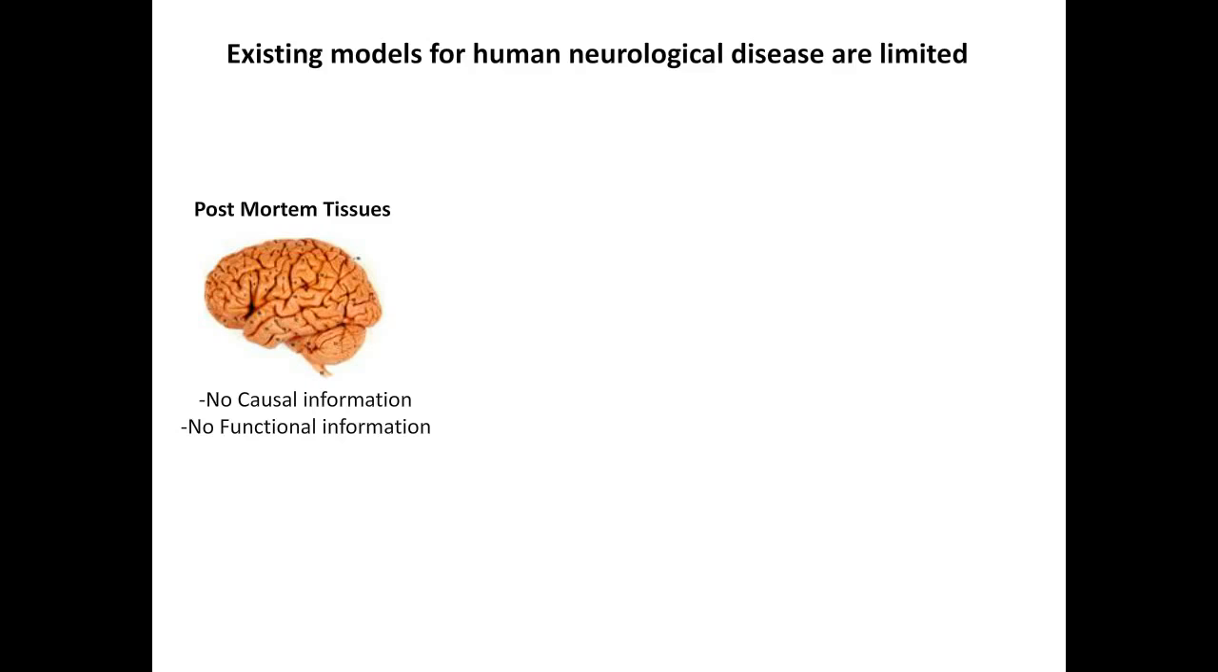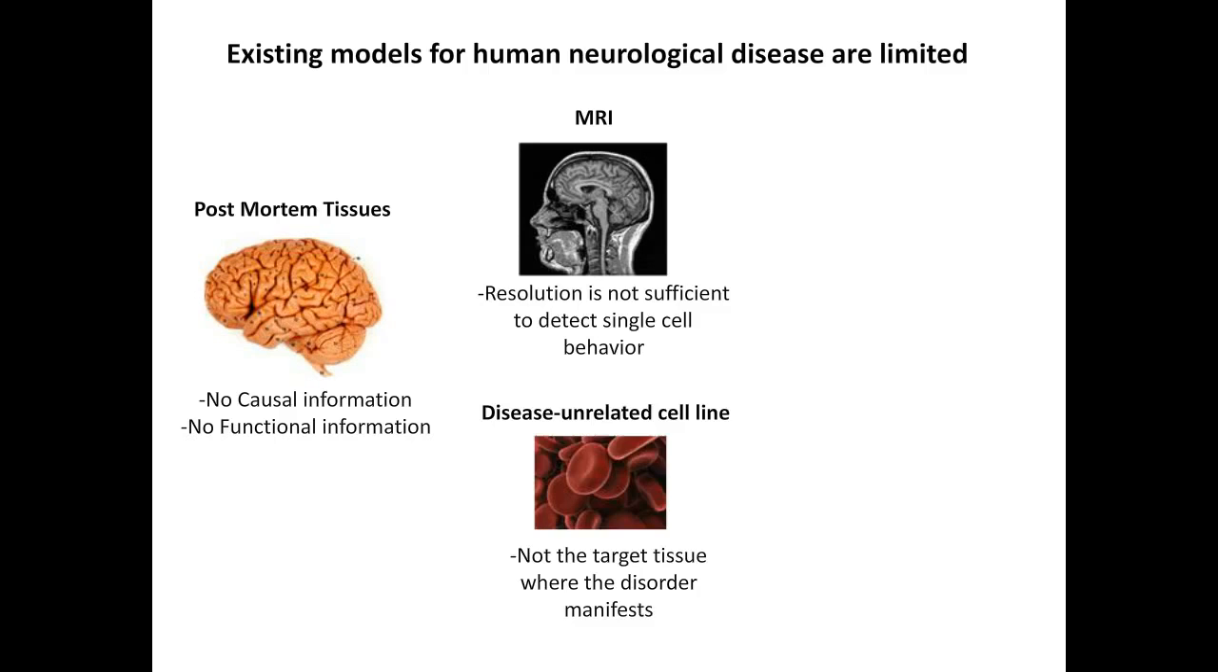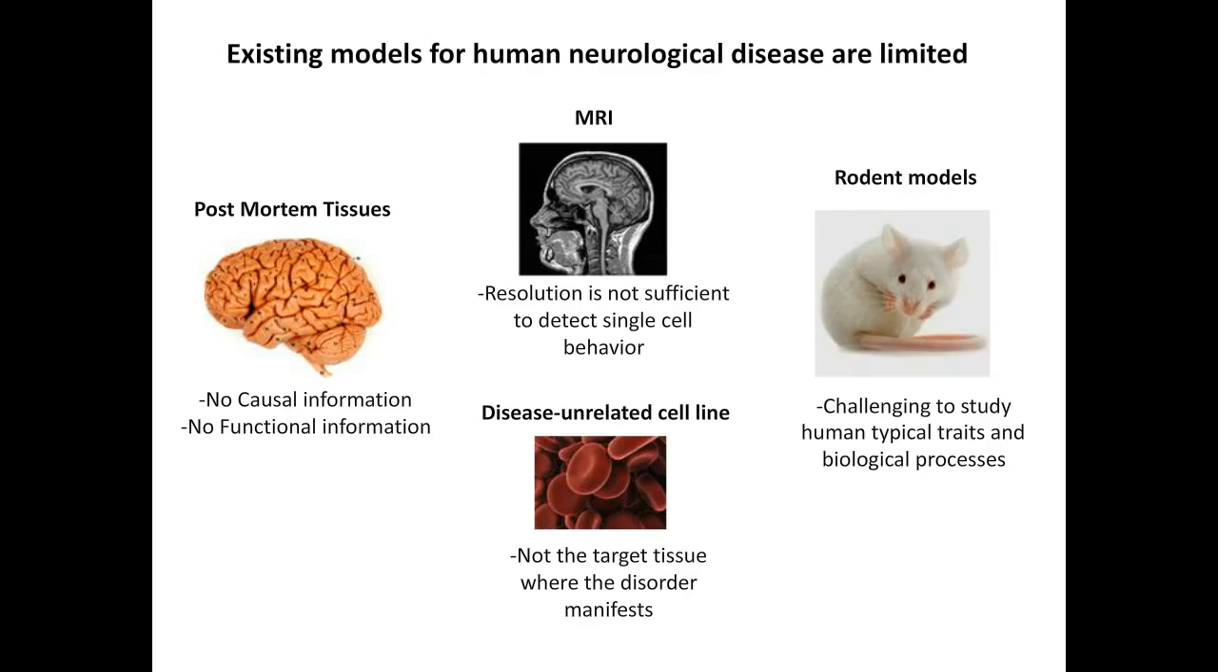That is to say that existing models to test new therapeutic compounds, new drug candidates, are limited. Unlike most cells of your body, we cannot remove brain cells from patients without causing major consequences. Postmortem tissues lack functional information and represent the endpoint of the disease, leaving questions with regards to the initiating or causal events. MRI, magnetic resonance imaging, can provide dynamic and functional information, but the resolution is not enough to detect single-cell activity. Peripheral tissues, such as blood, are not the target tissue where the disorder manifests. And finally, rodent models allow us to study some of the genetic components of the disorder, but the typical human behavior components, such as communication, social impairments, and delusions, can't be easily studied in the rodent model.